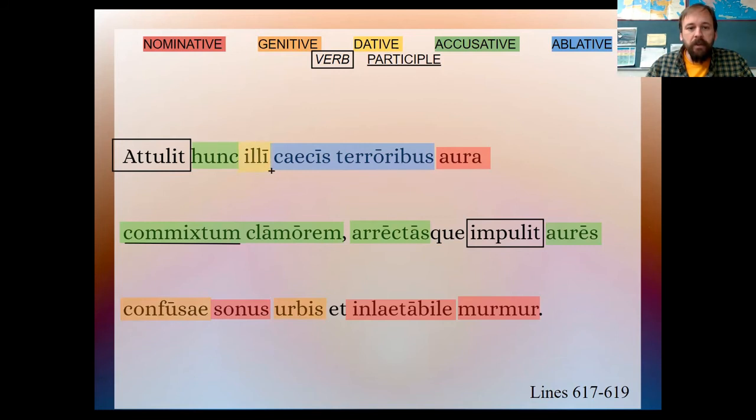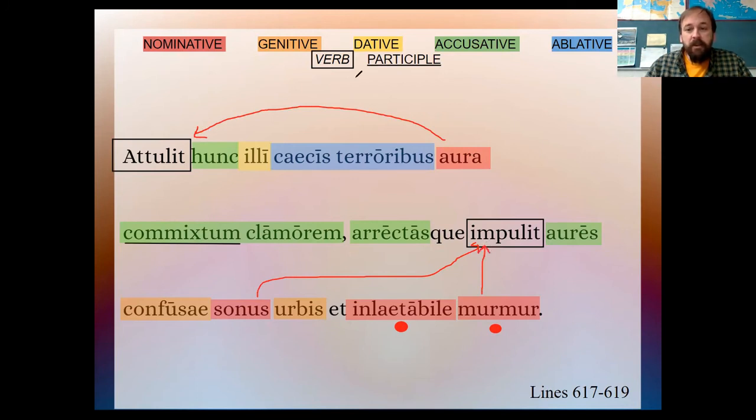Illi. That's a dative. I got a little bit of a problem here. I've got some things that go together that are kind of confusing. I already told you that this word and that word, we have an adjective and a noun that go together. Sonus and aura, those don't go together. These are 3 separate things, all doing 2 verbs. The aura is doing that verb. The sonus is doing that verb, and also the murmur is doing that verb.